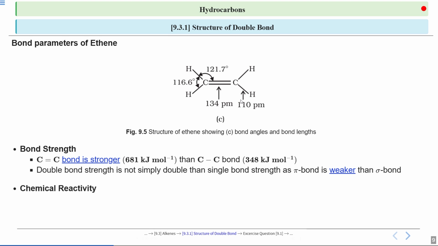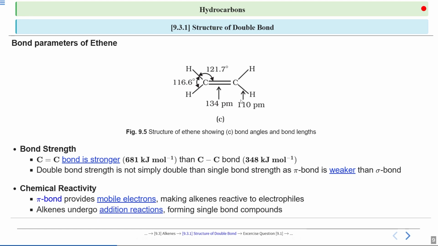Now, moving on to its chemical reactivity, the pi bond in alkenes like ethene provides mobile electrons. These electrons make alkenes particularly reactive to electrophiles, which are species that seek out electrons. This reactivity is a defining feature of alkenes. Alkenes including ethene typically undergo addition reactions, right? So this is the characteristic reaction of alkenes.